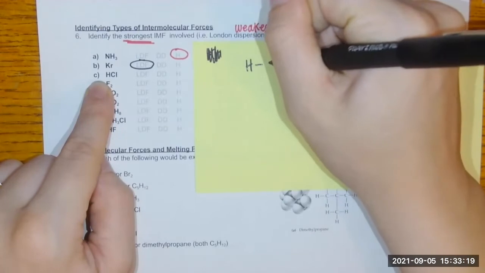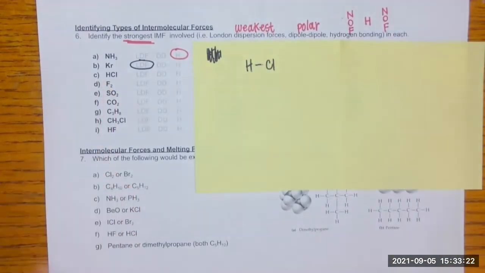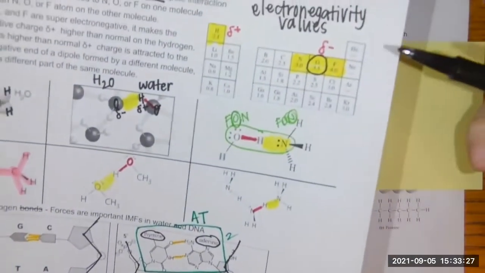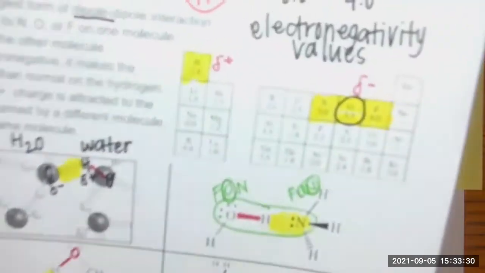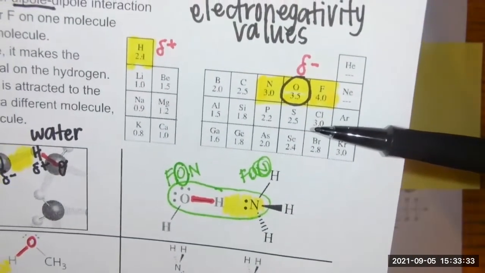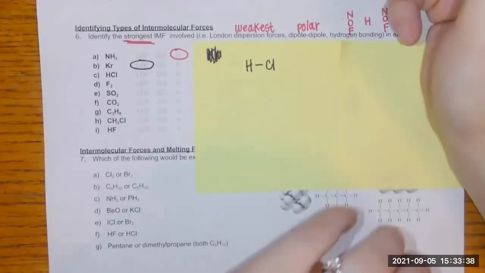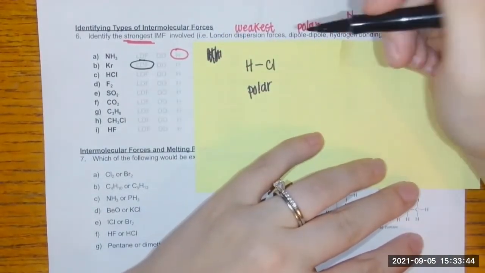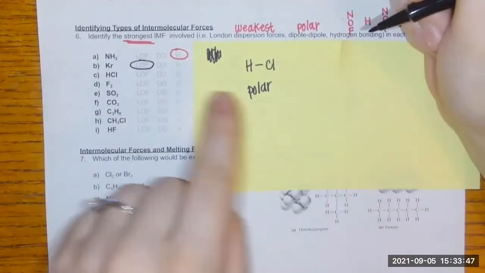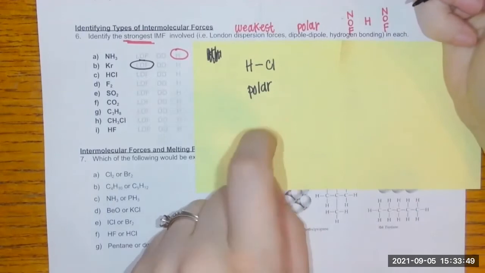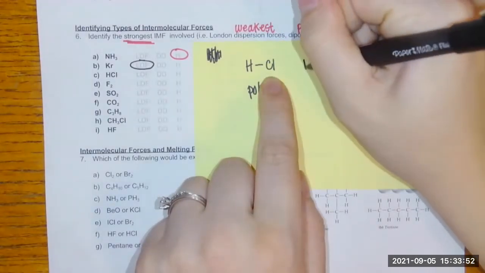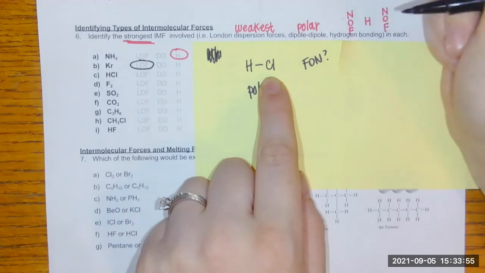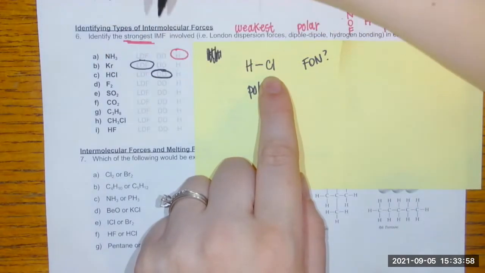HCl, H bonded to Cl. Chlorine is fairly electronegative. You could confirm that in your homework here, looking at chlorine, as it has a 3.0. 3.0 minus 2.1, 0.9 electronegativity difference. So this molecule for sure is polar. So it does have London because everything has London. It does have dipole because it's a polar molecule. Is this going to make an FON sandwich? No? All right. Then dipole is our strongest.